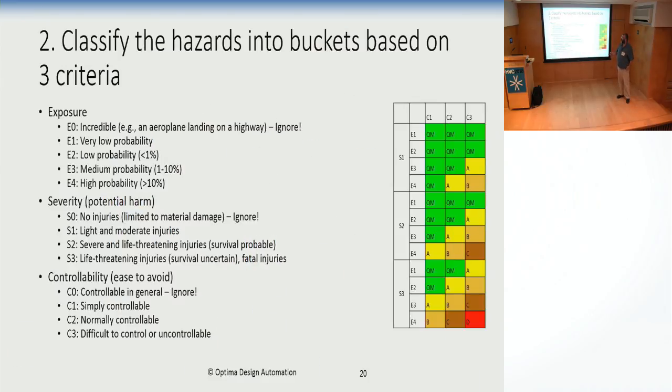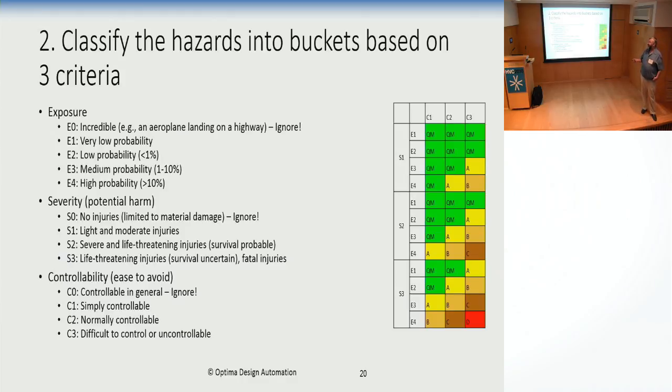Exposure can be something which is incredible, like what happens if an aeroplane will land on the highway next to me? Okay, it happened, we all saw the movie, not very frequently. Or it can be very low probability, low, medium, or high probability, which is over 10%. If it's a probability of over 10%, we call it high. This is something that really you want to protect against.